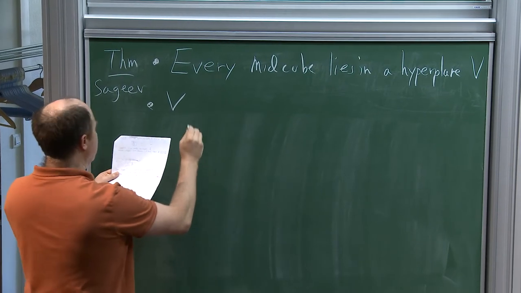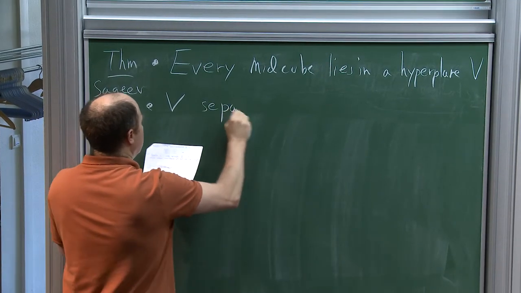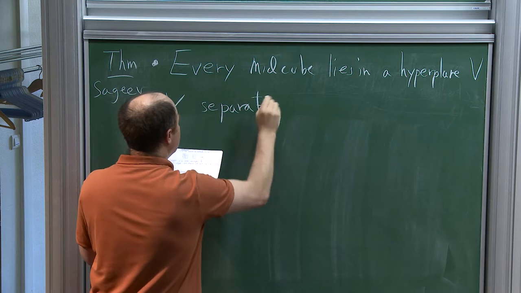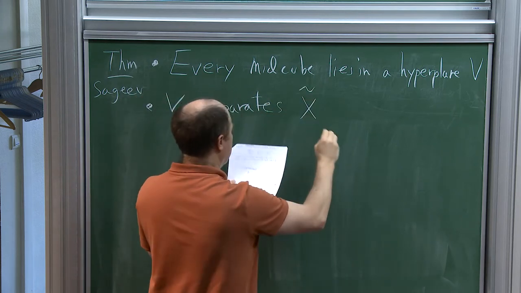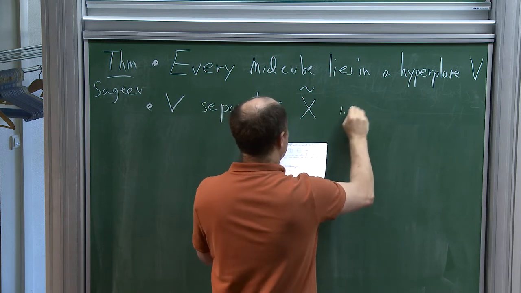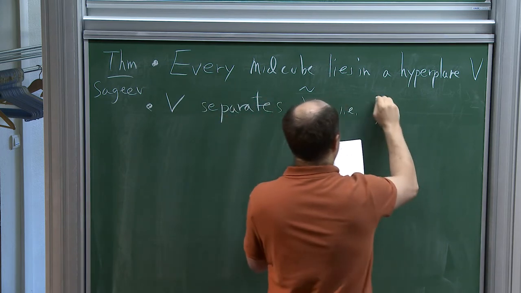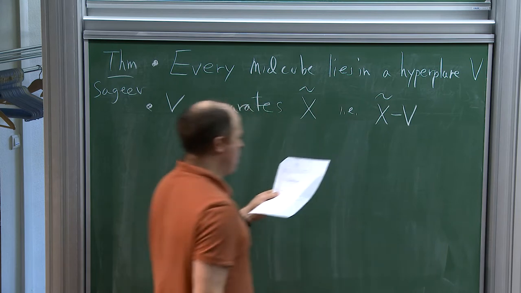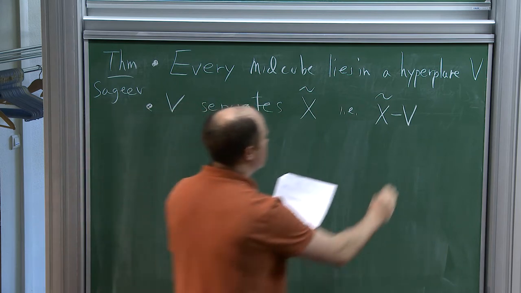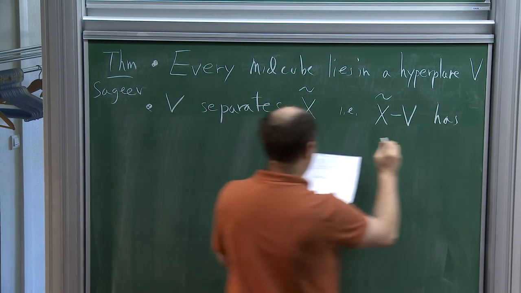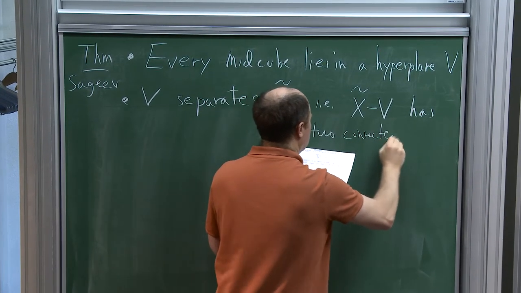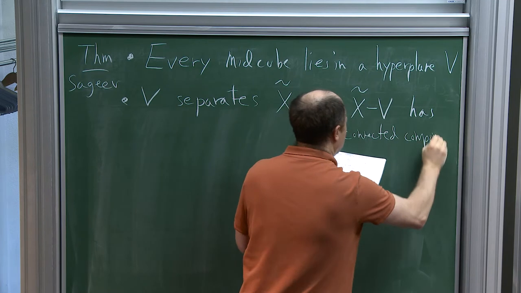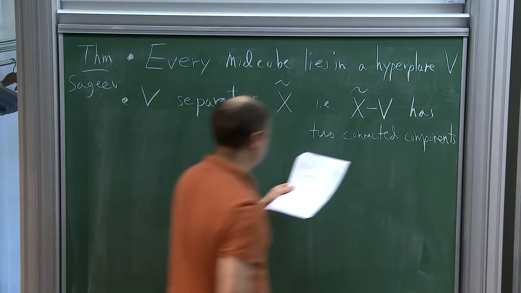This hyperplane V, any hyperplane V, separates X tilde in the sense that the CAT(0) cube complex minus V has two connected components.